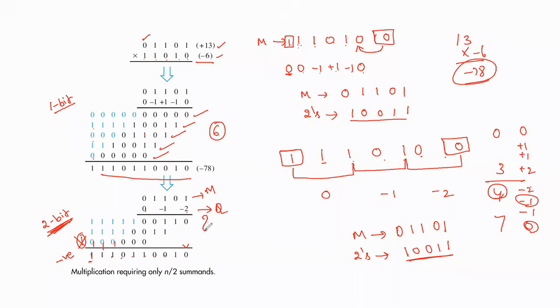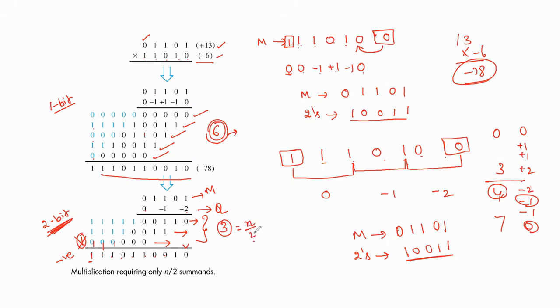Now we should check how many summands we have obtained using this bit pair recoding method. Here only 3 summands. This is the first summand, this is the second summand, this is the third summand. That means there we have 6 summands, but here we have only 3 summands. That means n by 2 summands.